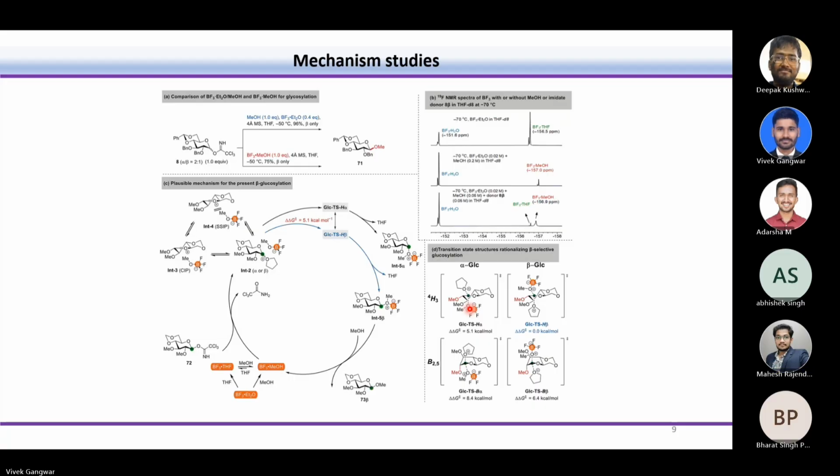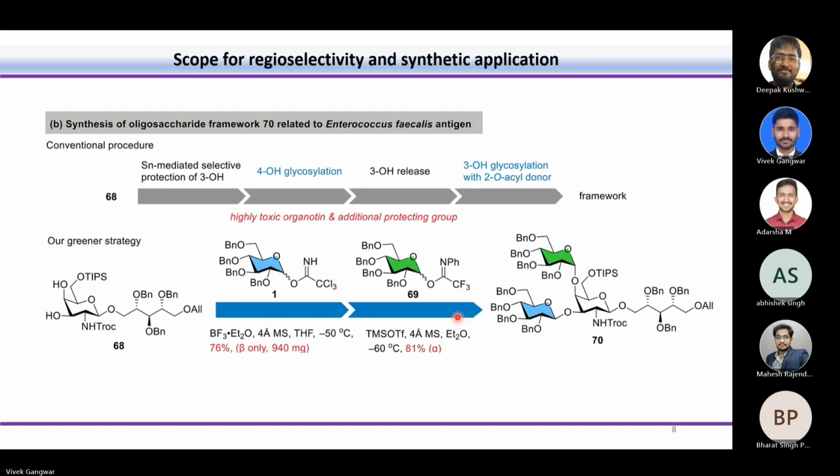Okay. And slide number 8. Now, why are they using 1 and 69 as two different donors? Means derivatives of donor, both by the TCA.